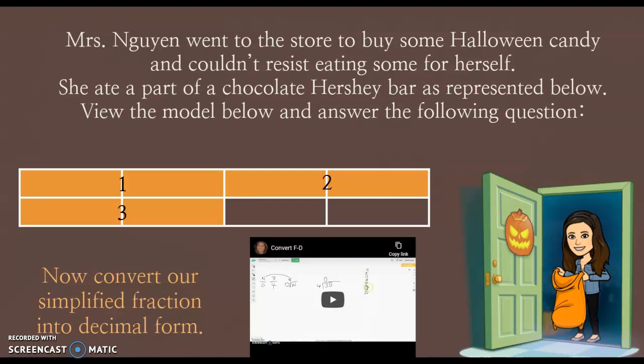Next question. Now convert your simplified fraction into decimal form. So I want you guys to take the time and convert 3 over 4 into a decimal. Okay, now let's go ahead and hope that you converted correctly. Here is a video showing you how to complete your conversion.